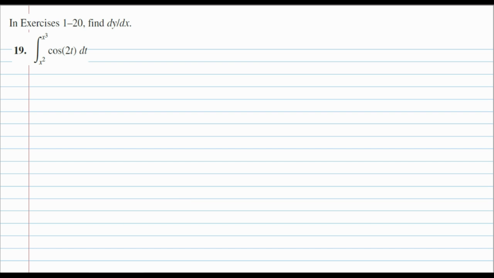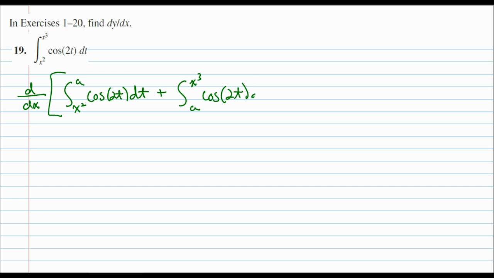Now try problem number 19, which is another situation where we're going to take the derivative of an antiderivative, but this antiderivative has a variable in both the lower limit and upper limit of integration. So I need to split that into two different pieces. So essentially I'm going to find the derivative of two different things. The antiderivative from x squared to a or b or whatever you want to say of cosine of 2t dt, plus another antiderivative from a then to x cubed, totaling x squared to x cubed of cosine of 2t dt.